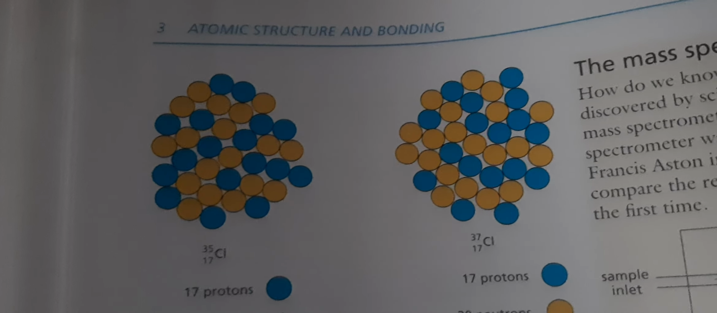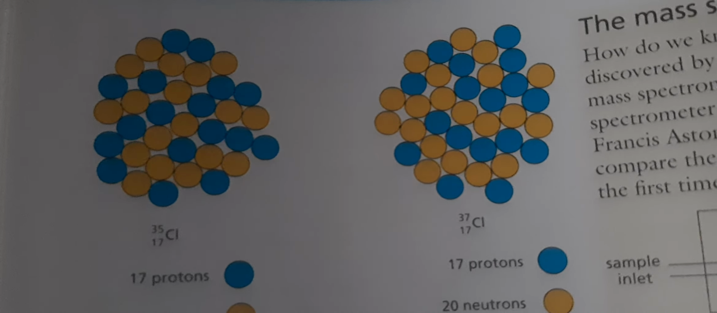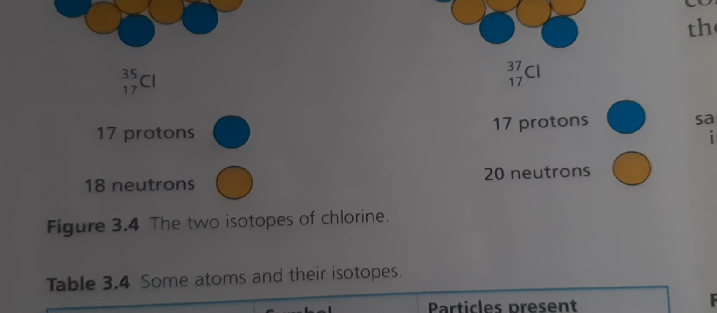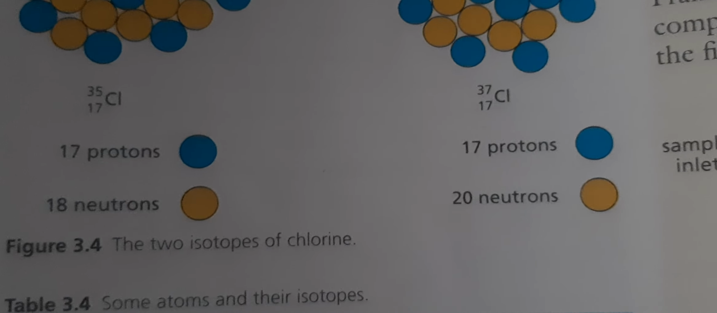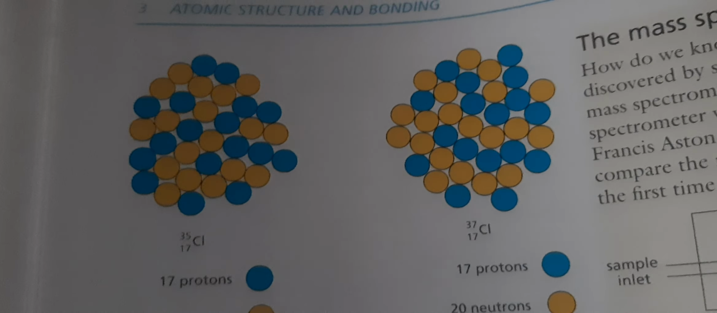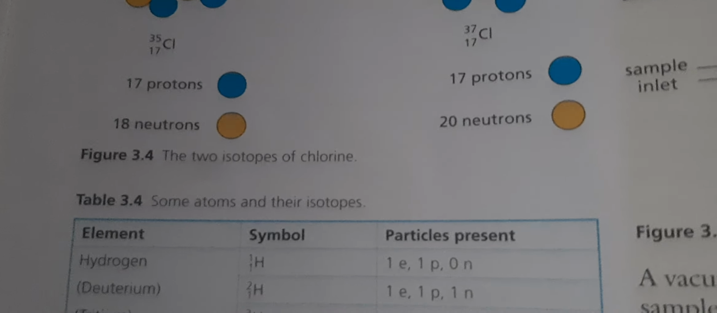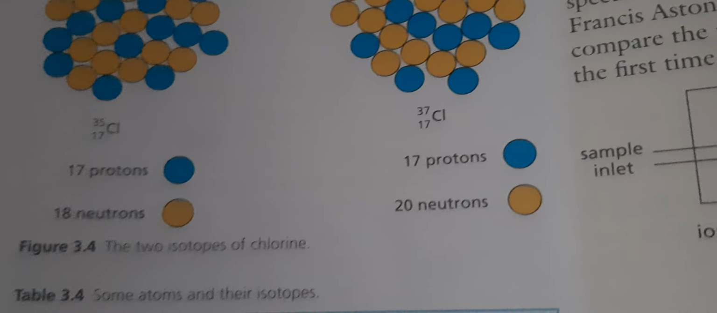You can see a structure diagram of chlorine atoms. Chlorine 35 and chlorine 37 both have 17 protons, but chlorine 35 has 18 neutrons, and in chlorine 37 we have 17 protons and 20 neutrons. Chlorine 35 is one isotope and chlorine 37 is another isotope. So that's a basic comparison between isotopes of an element: two isotopes of chlorine have the same number of protons but a varying number of neutrons.